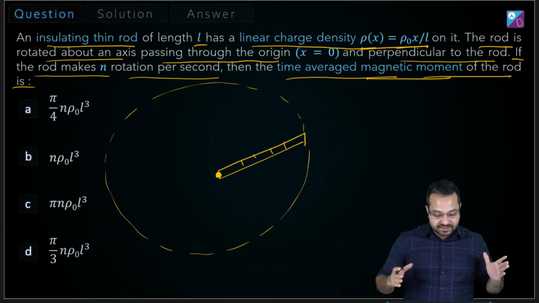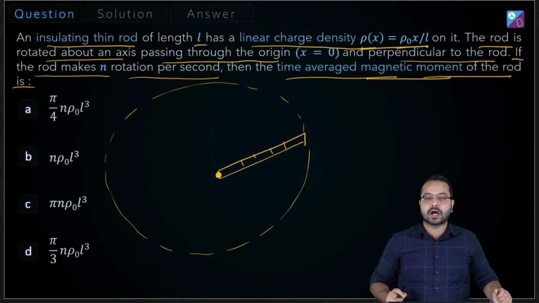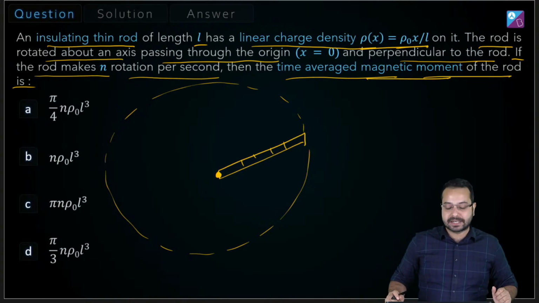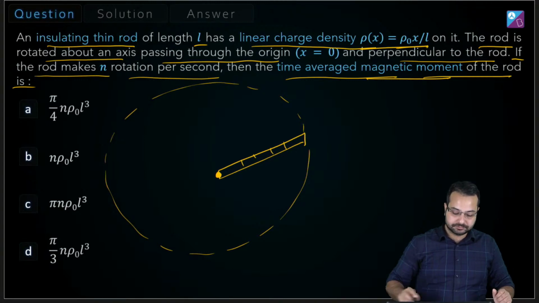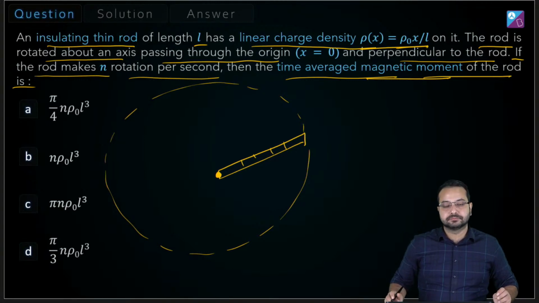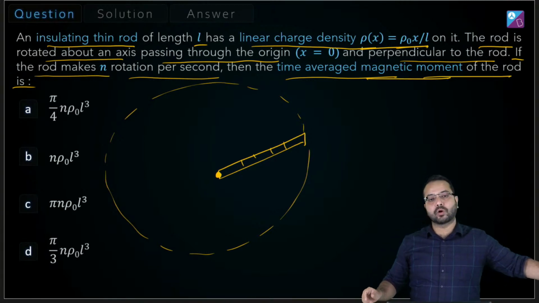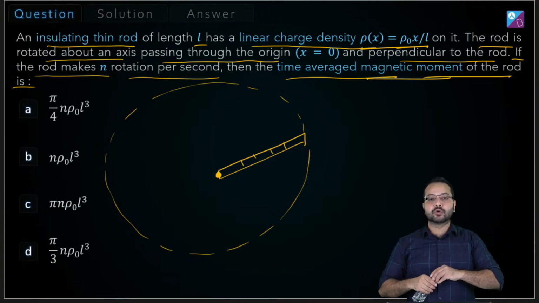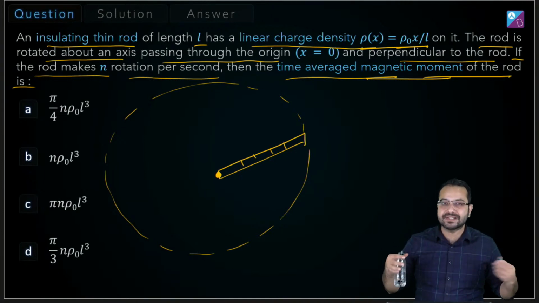Now the first thing is, what is magnetic moment? Can you tell me what is magnetic moment? How do we define magnetic moment? We have to figure out what is the magnetic moment due to this rotating charged rod. But the first question obviously is, what is magnetic moment?